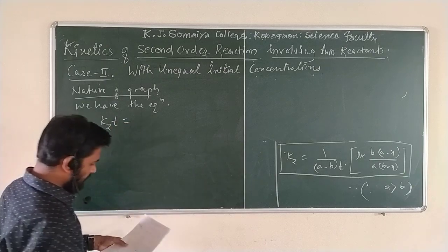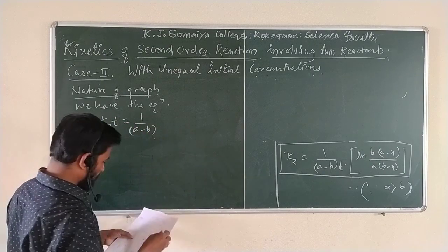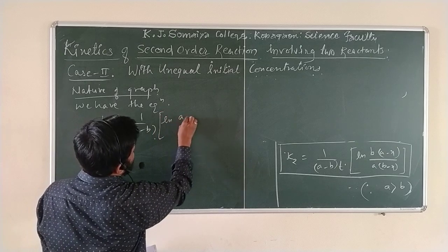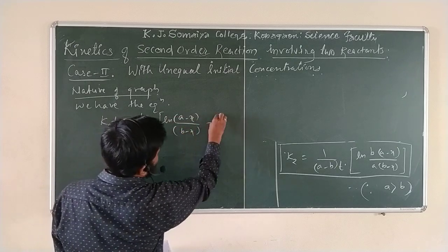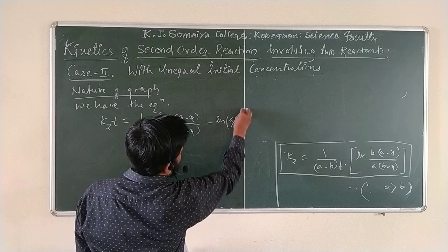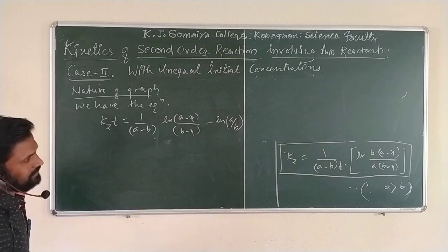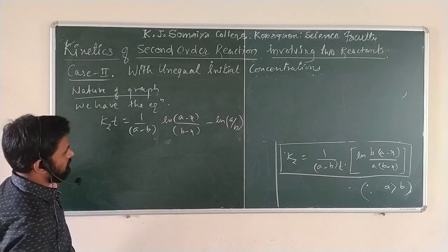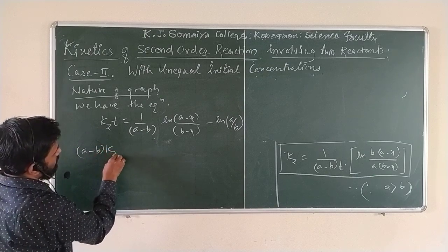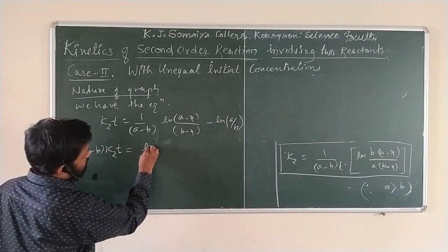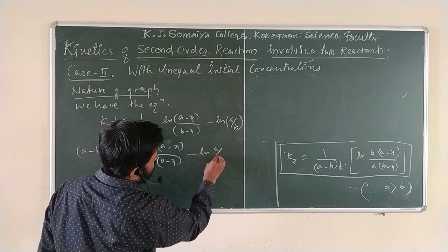We have one equation: K2T equals 1 upon A minus B, ln A minus x upon B minus x, minus ln A upon B. Without writing the square brackets, we have this equation. Are you getting my point? Now if you rearrange this equation, this will be in the denominator, so if you multiply, A minus B K2T equals ln A minus x upon B minus x minus ln A upon B.